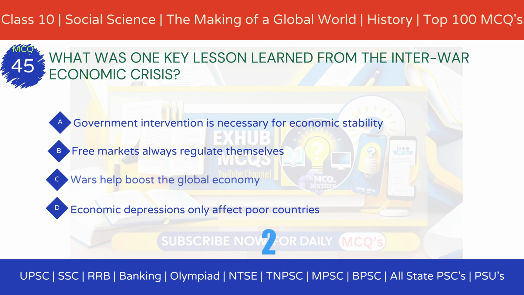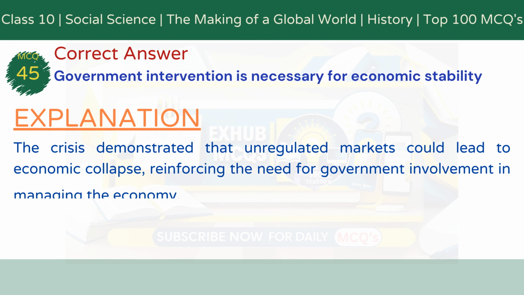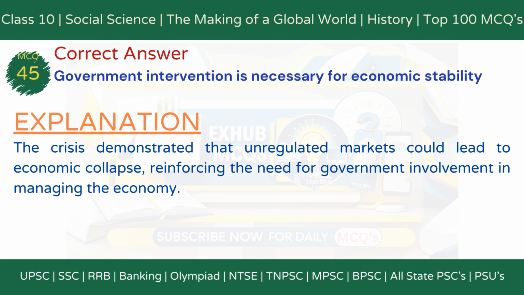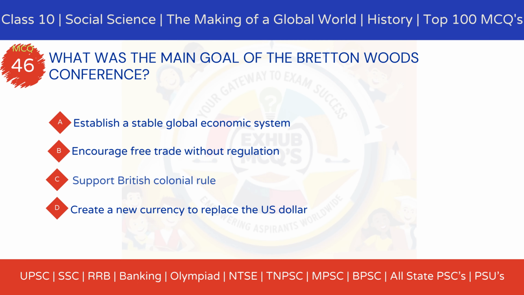The correct answer is option A: Government intervention is necessary for economic stability. Explanation. The crisis demonstrated that unregulated markets could lead to economic collapse, reinforcing the need for government involvement in managing the economy. MCQ 46. What was the main goal of the Bretton Woods Conference?